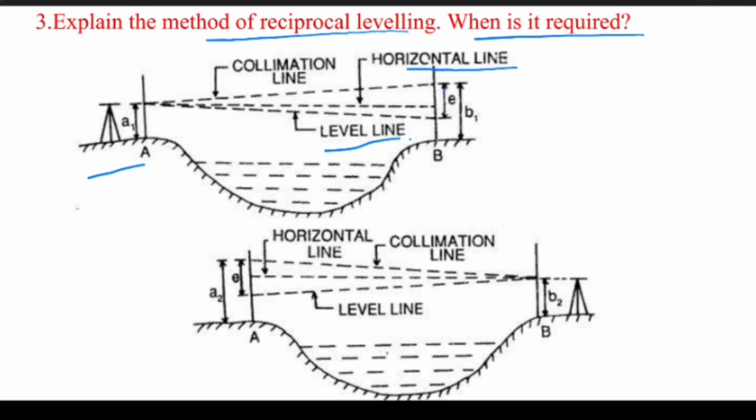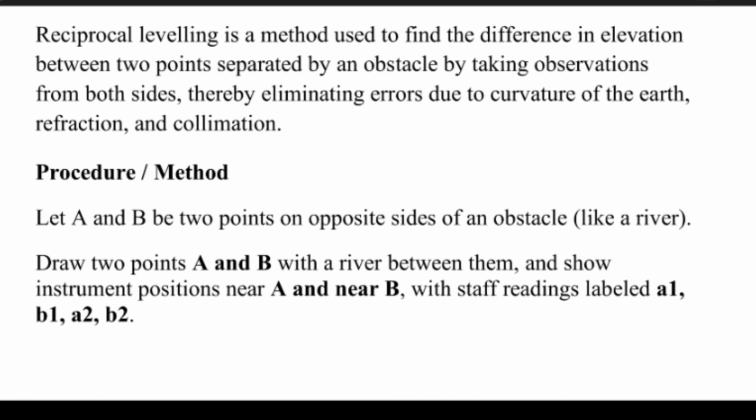On the other side will be a point B, B1, and this is the reciprocal level. It is a reversal of this side. You can fix the instrument and find the point E by using reciprocal leveling. This is the diagram, you can write it in the exam. So what do we mean by reciprocal leveling, and where are we going to use it?